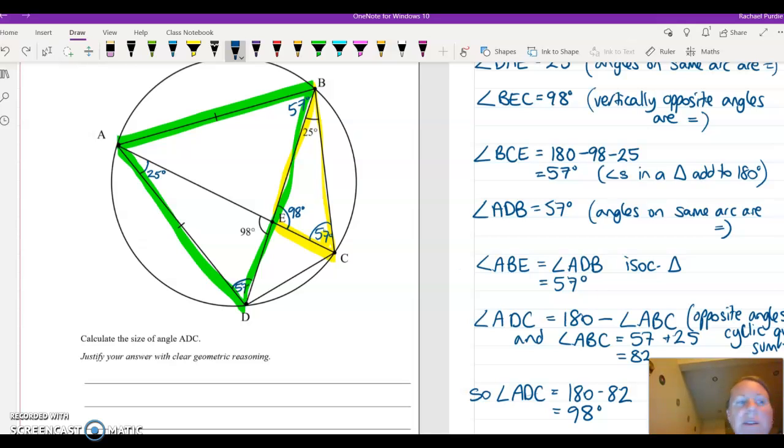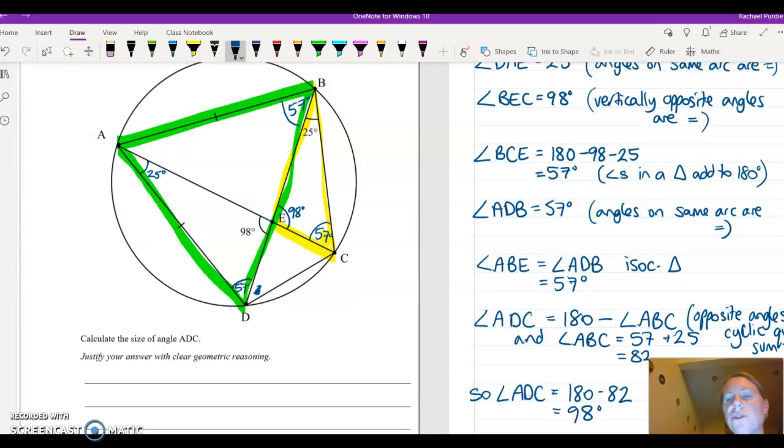All right, next thing. So we've got all of that so far. Remember, at the end of the day, we want to figure out ADC. So we've got to work out BDC down here, don't we? So how are we going to get that? Well, what other rules have we got?